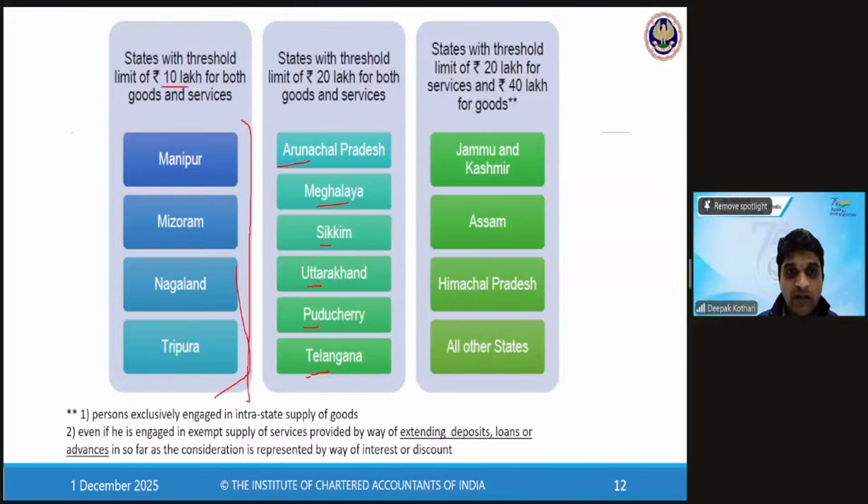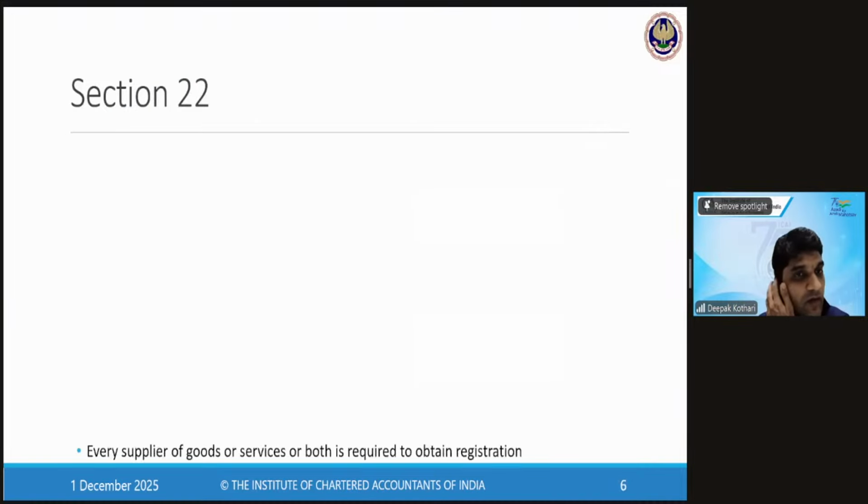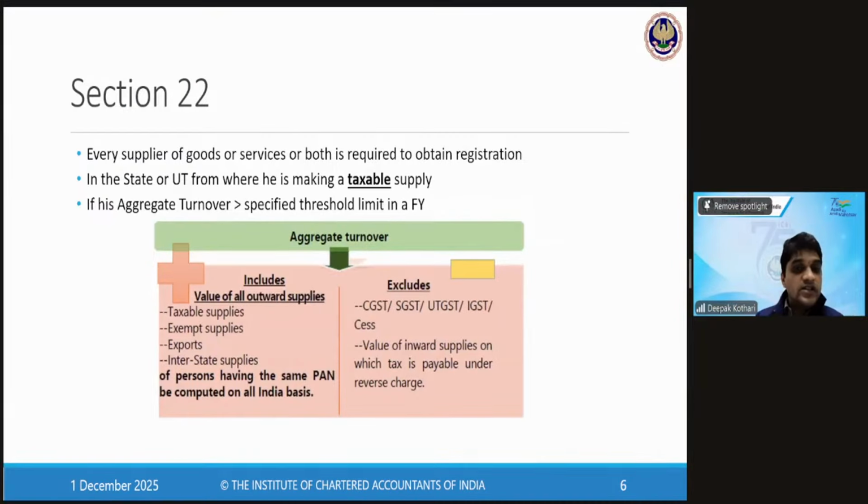Okay. Now, how do you determine this limit? This limit is for the aggregate turnover. Now, how do you calculate the aggregate turnover? That is very well explained here: aggregate turnover is the value of all outward supplies, that is taxable supplies, exempt supplies, export supplies, interstate supply, all of that, of a person having the same PAN across all over India. So you will not consider the turnover only in one state. You will see the aggregate turnover all over India. If that crosses the threshold limit of 10 lakhs, 20 lakhs, or 40 lakhs, then you have to register.